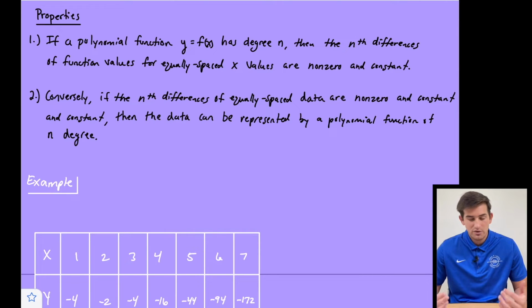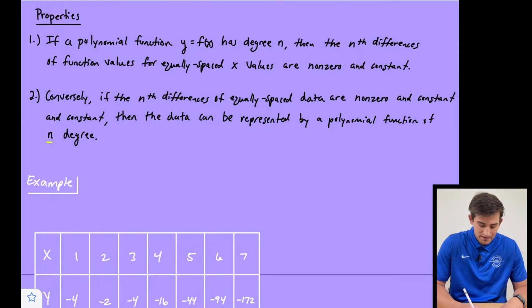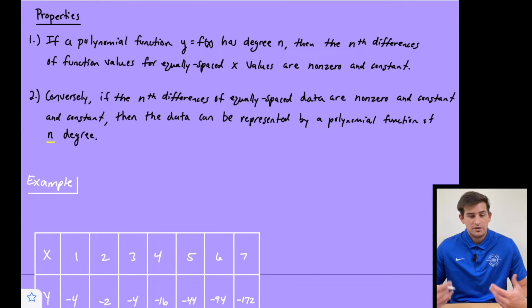So for the example that we just did previously, our second differences were constant. That leads me to number 2. It says conversely, if the nth differences of equally spaced data are non-zero and constant, then the data can be represented by a polynomial function of degree n. For the example we just looked at, our second differences were constant, and that's why I said it was a quadratic function, because a quadratic function has a degree of 2.